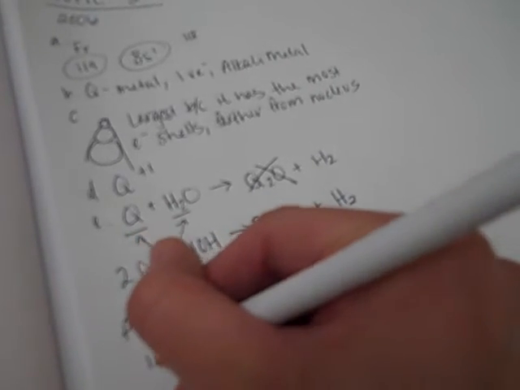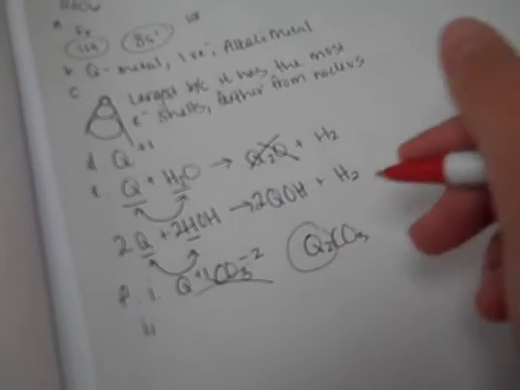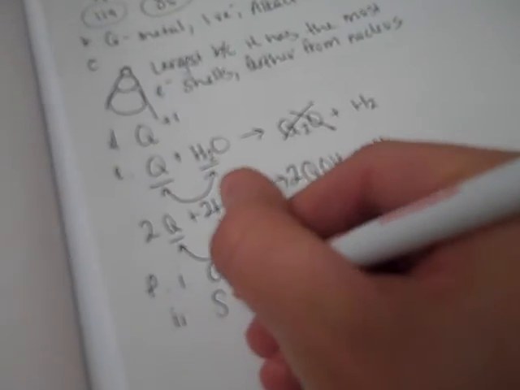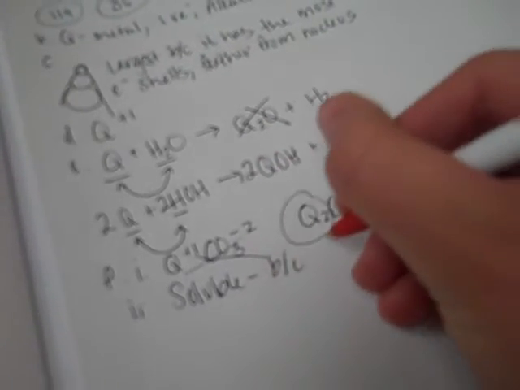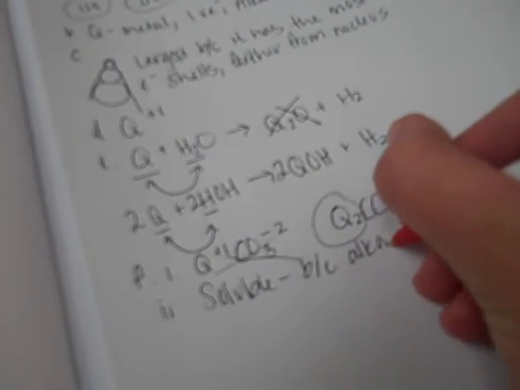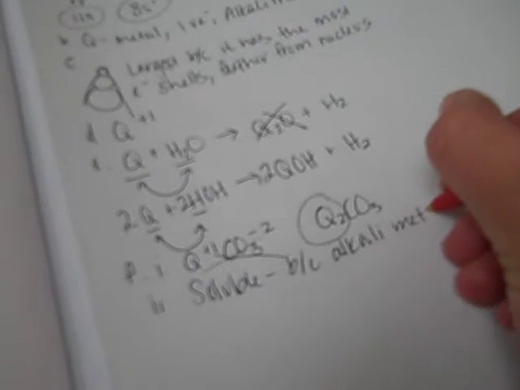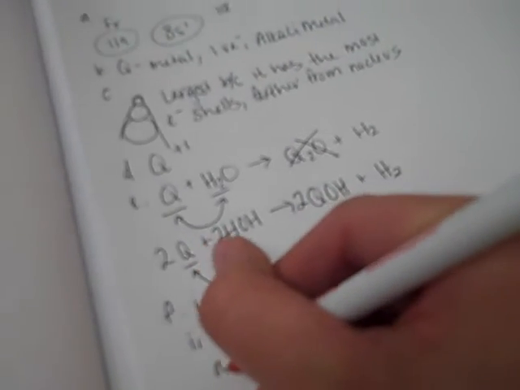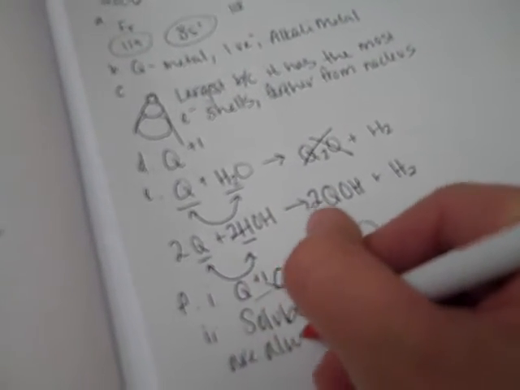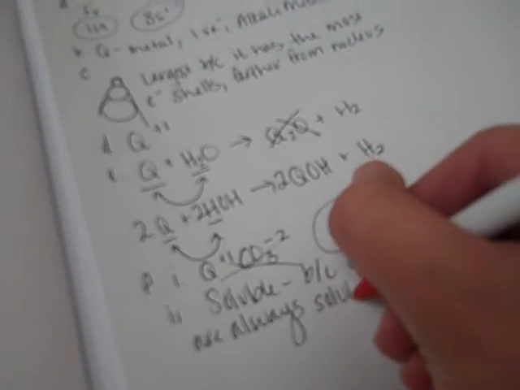Alright, part 2, predict whether or not this compound will be soluble in water. Because we know Q is an alkali metal, it will be soluble, because alkali metals are always soluble.